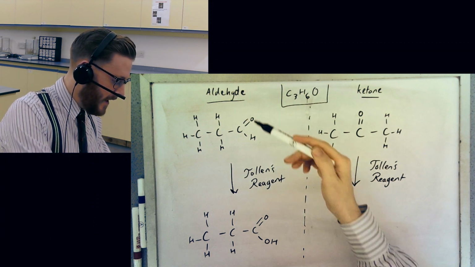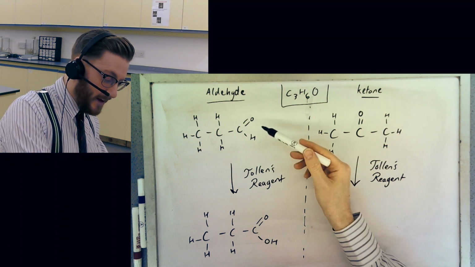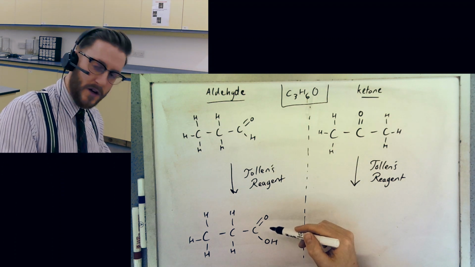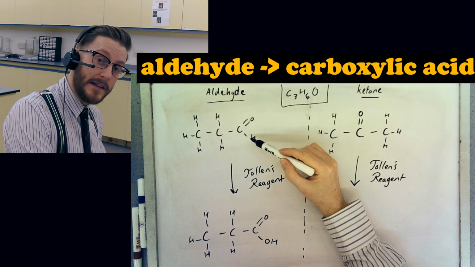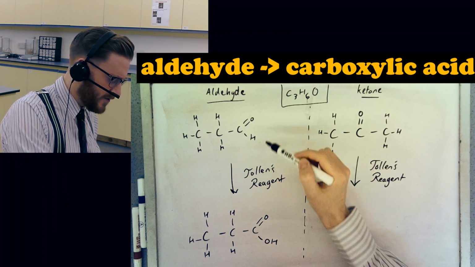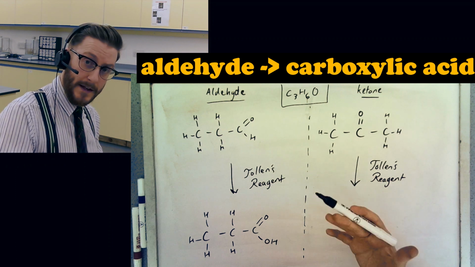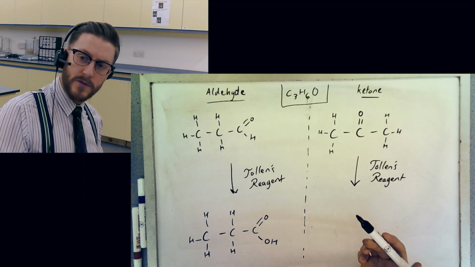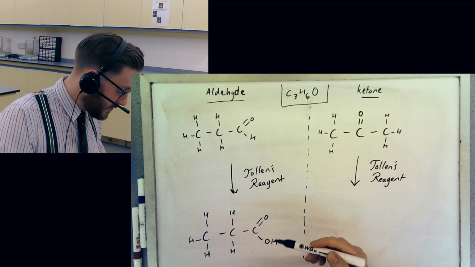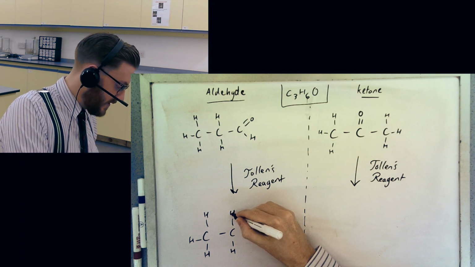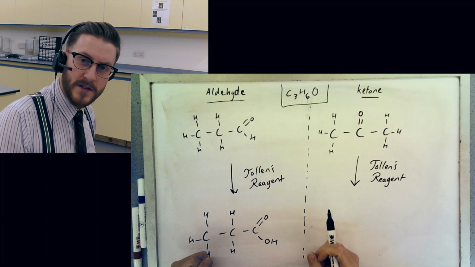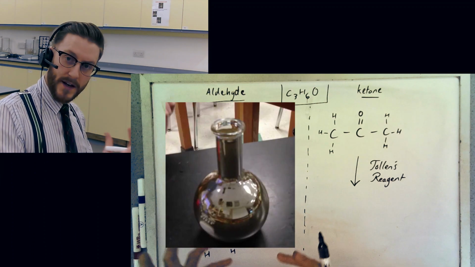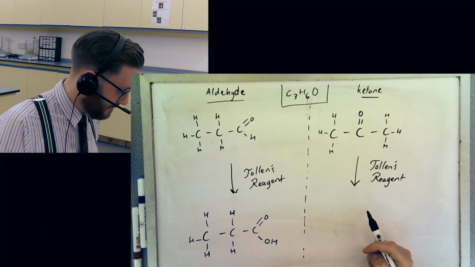So my oxidizing agent turned my aldehyde into a carboxylic acid. More bonds with oxygen, less with hydrogen. And less with hydrogen is, I had 1 bond with hydrogen, and now I've not got any. So 3 bonds with oxygen. And the way that this would be observed with the Tollen's reagent is that in my beaker or my test tube, it would go silver. I'd have a silver mirror appear.